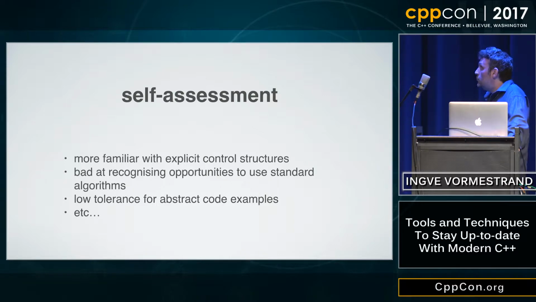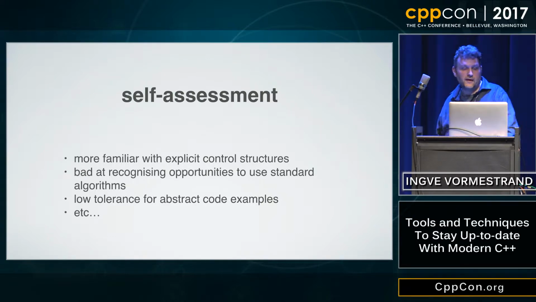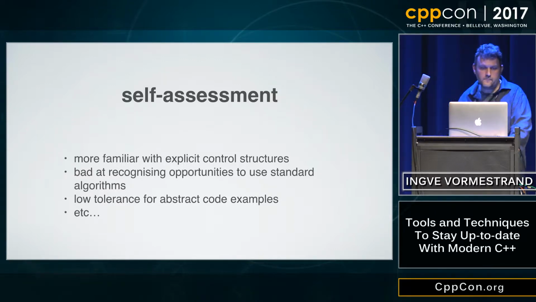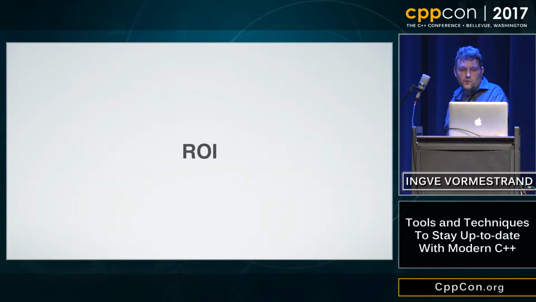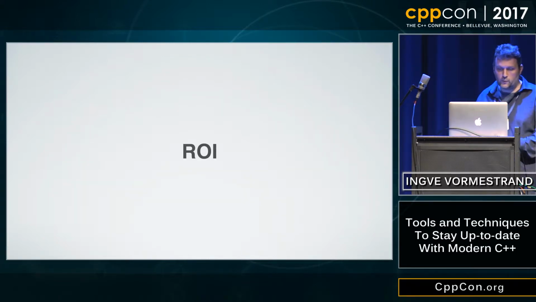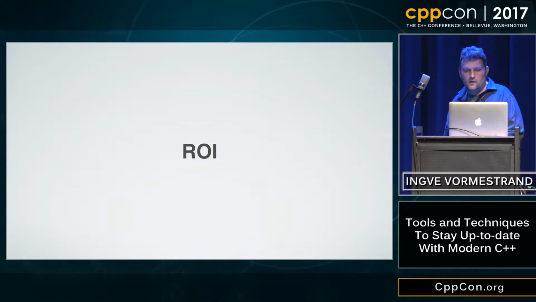Okay, the point of this is the kind of thing you need to self-assess. I am clearly more familiar with explicit control structures. I am bad at recognizing opportunities to use the standard algorithms. I have a very low tolerance for abstract code examples, etc. This is important because we need to maximize the return on investment when we are studying. There are many different ways we can study, and again, this is not for school study, this is things you do on your own, self-directed.